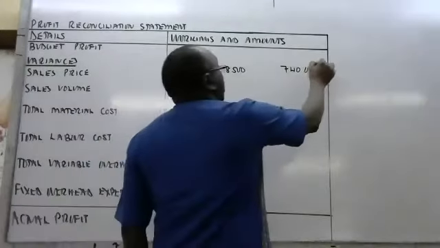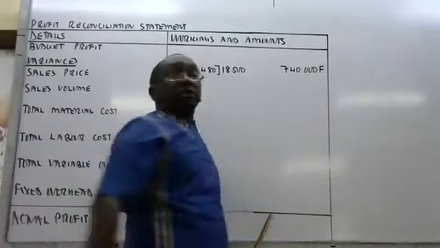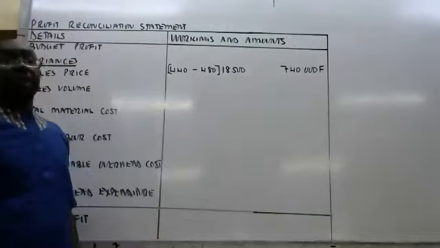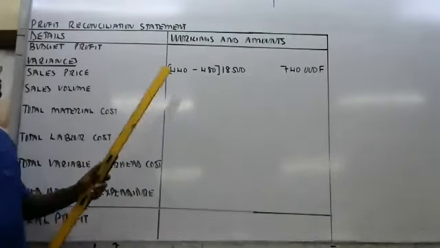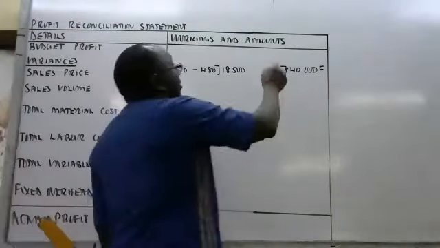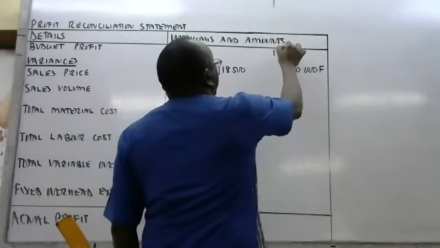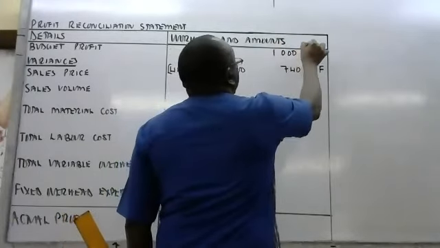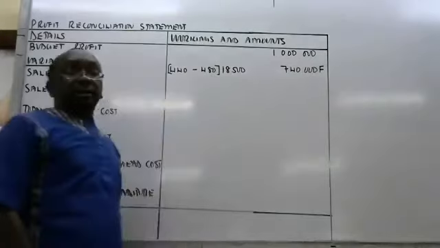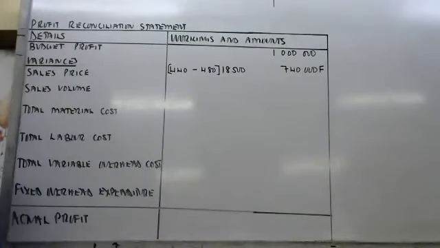Favorable, because the actual selling price was higher. Now to the budget profit. Budget profit is equal to 1 million, so you record it here. You've got 1 million in the budget.